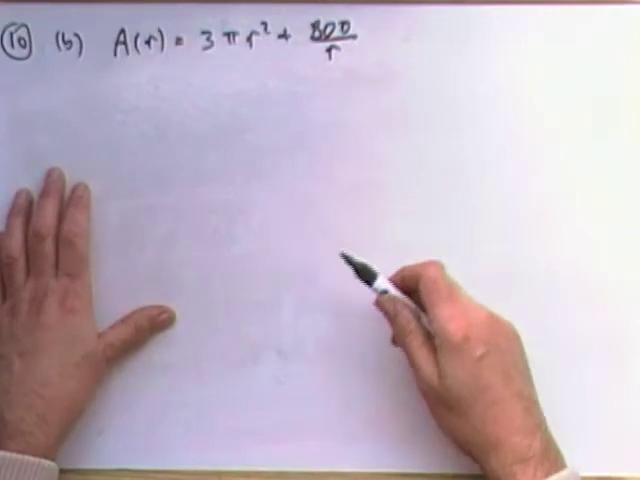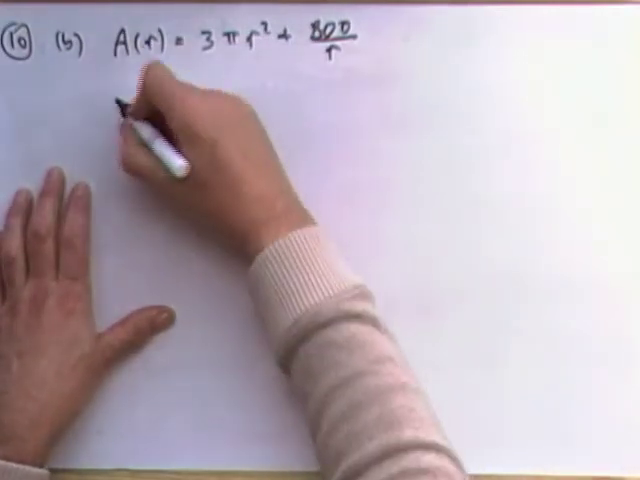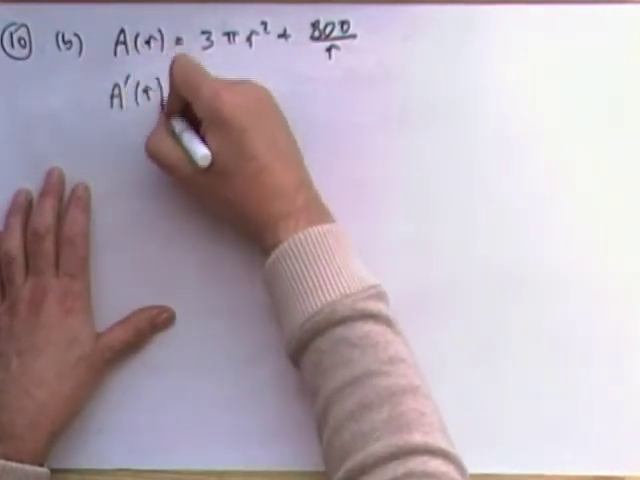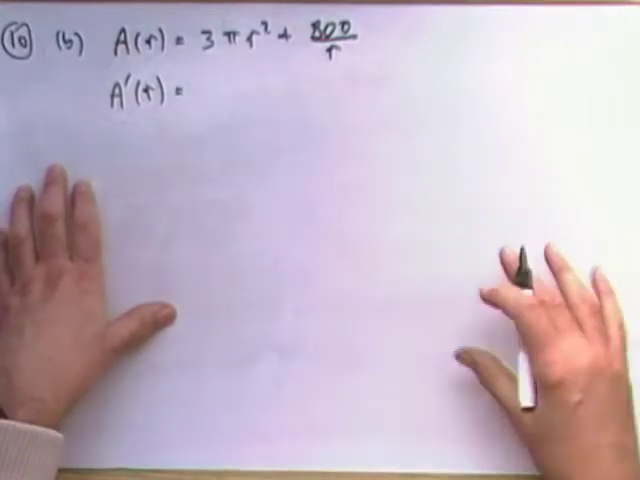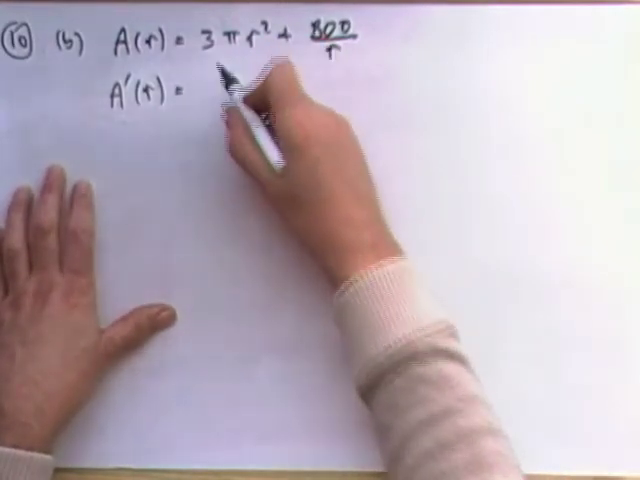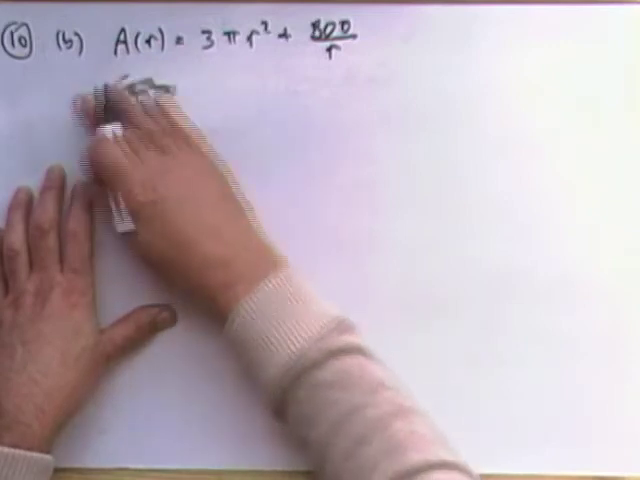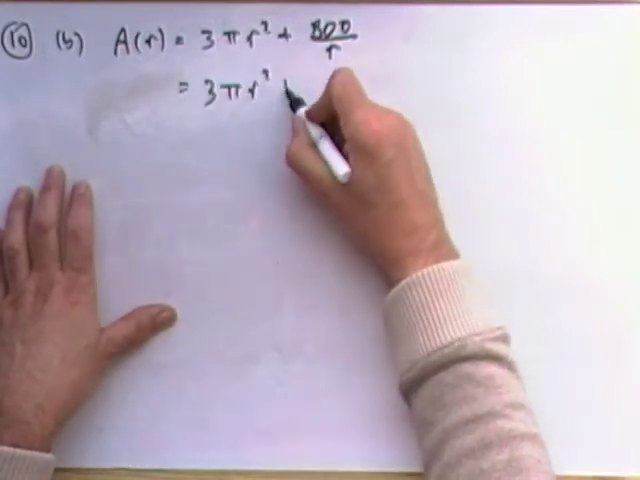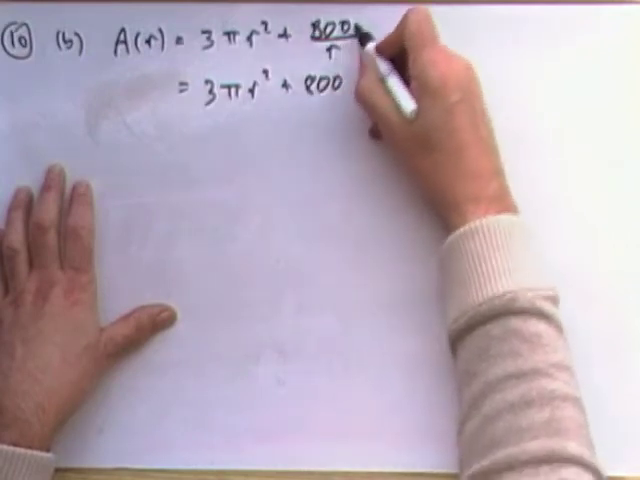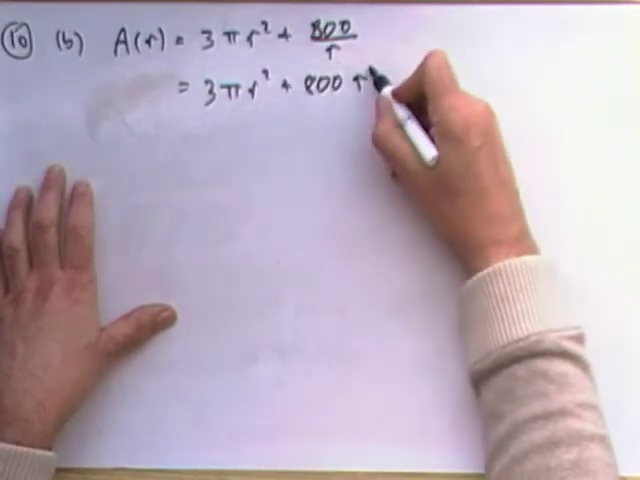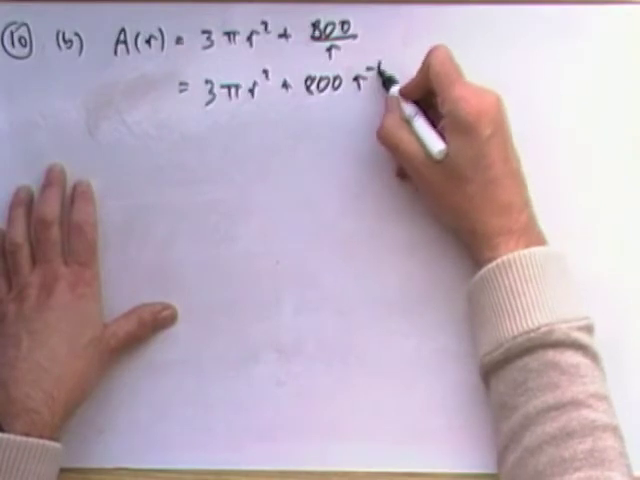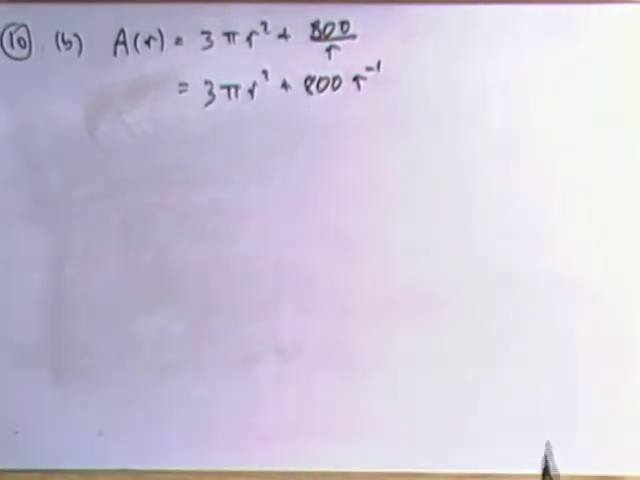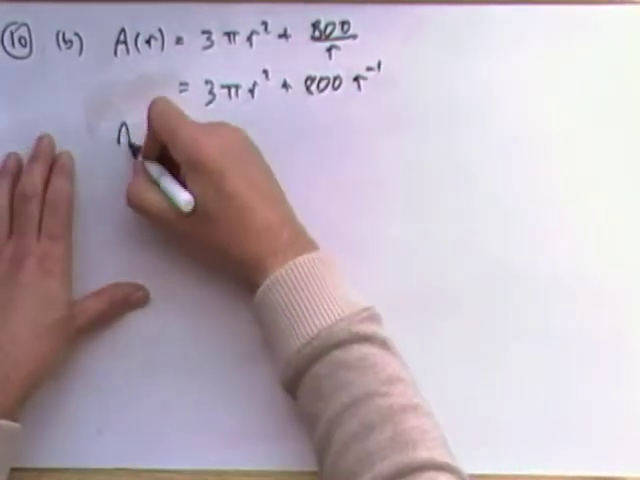So I'm looking for stationary points. I could just write it as A dash star. I want to find if A dash star is ever equal to 0. Well, differentiate it. Before I can differentiate it, that's a bit hasty, I'll need to change that. 3 pi r squared plus 800, take the r up. I need everything in index form to differentiate, r to the -1, because it's the indices that you work on. Right, now I can differentiate it.